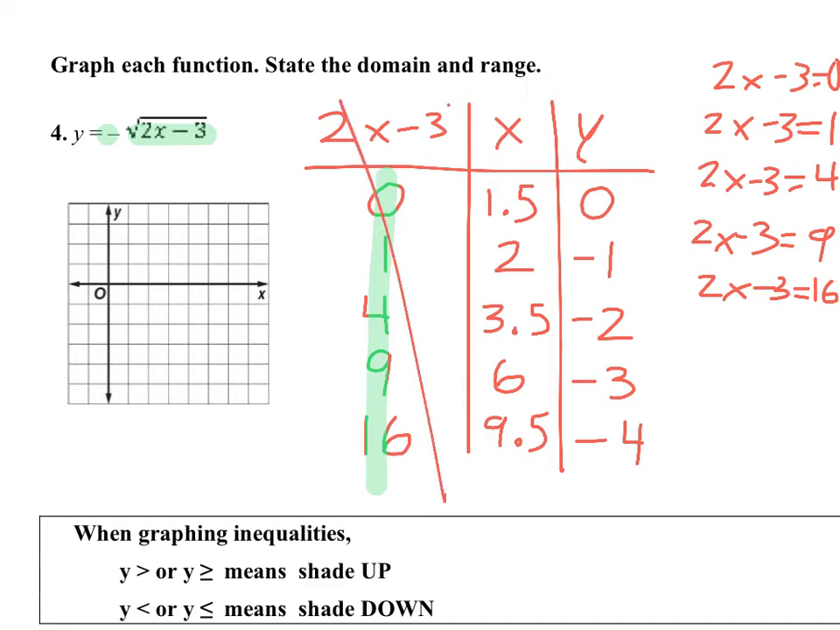Alright, don't want to accidentally graph those numbers. So my first coordinate is 1.5, 0. Then 2, negative 1. 3.5, negative 2. 6, negative 3.